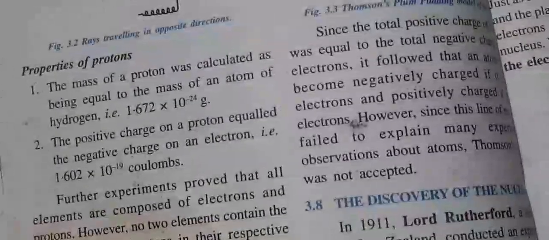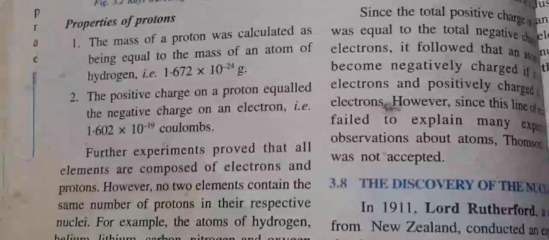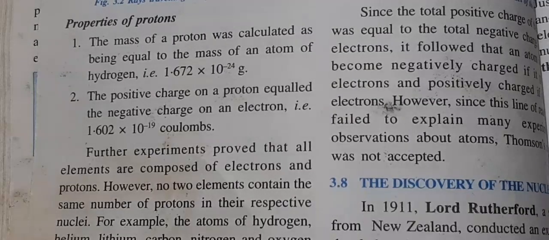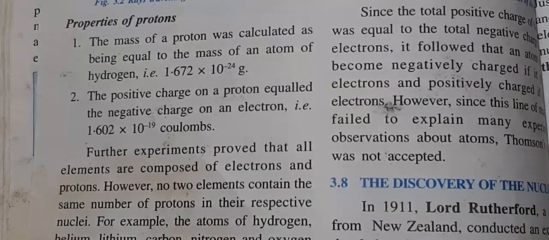Now the properties, as we learned earlier: the mass of the proton is calculated to be equal to the mass of the atom of hydrogen. And what was the mass? 1.672 into 10 raised to minus 24 grams. The positive charge on the proton equals the negative charge on the electron. In magnitude, it was positive 1.602 into 10 raised to minus 19 coulomb. So further experiments proved that an atom is made up of electrons and protons.